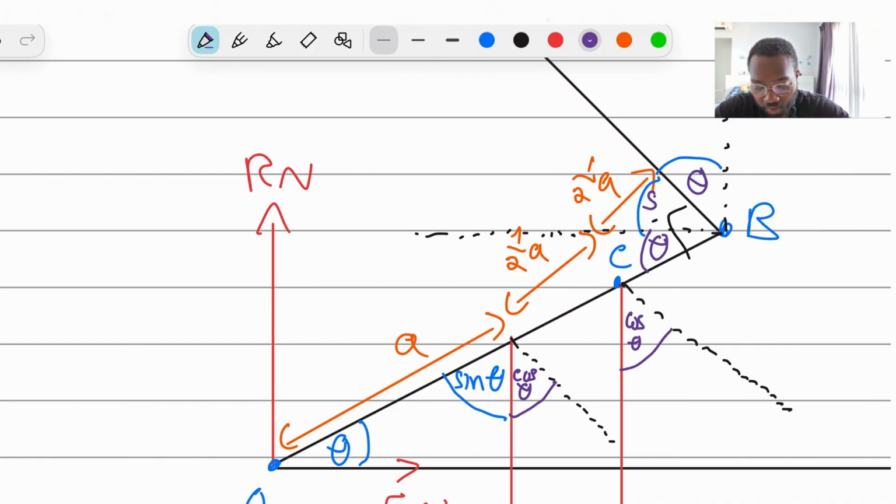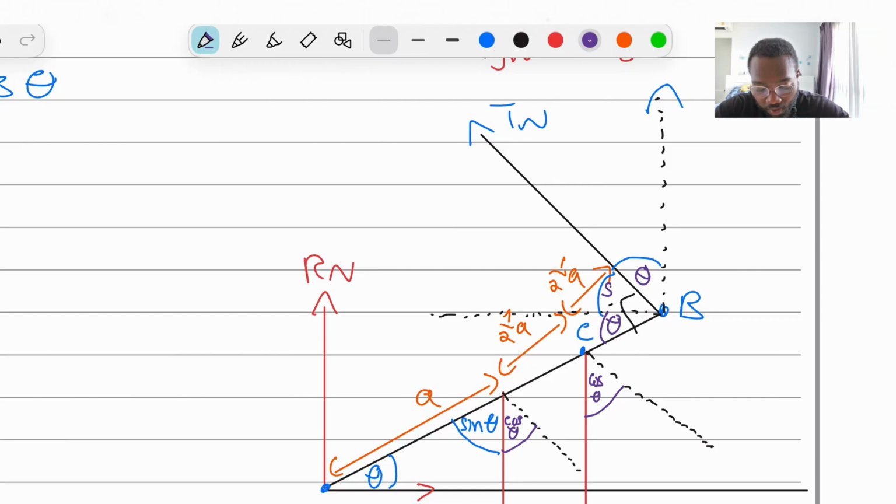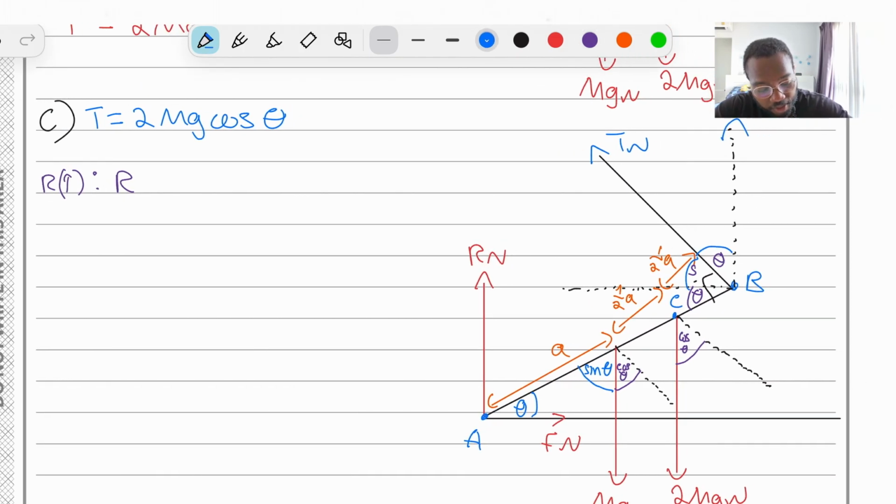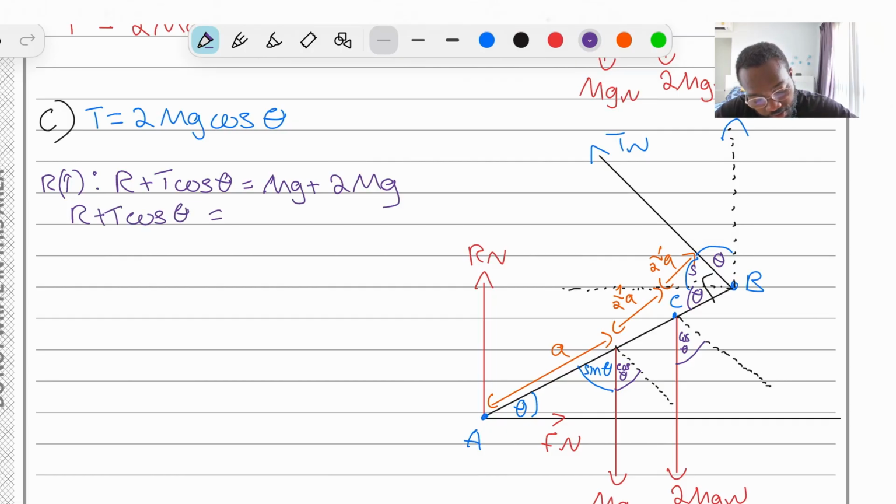So for this type of question, we know that T, its vertical component will be cosine theta, and its horizontal will be sine theta. Now that we worked that out, that would be R plus T cosine theta, because we want the vertical component, and that would equal our mg plus our 2mg, just our downwards weight forces. So R plus T cosine theta is equal to 3mg.